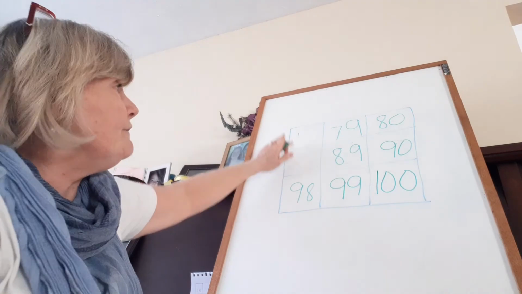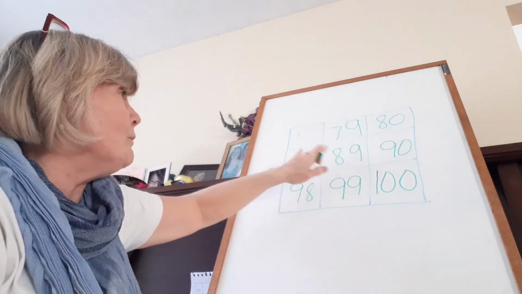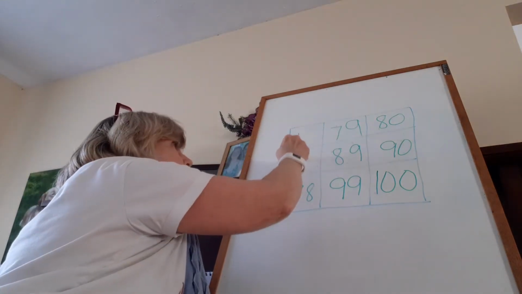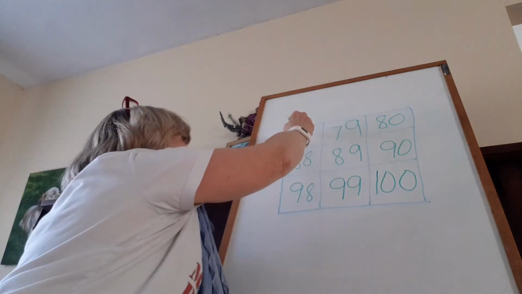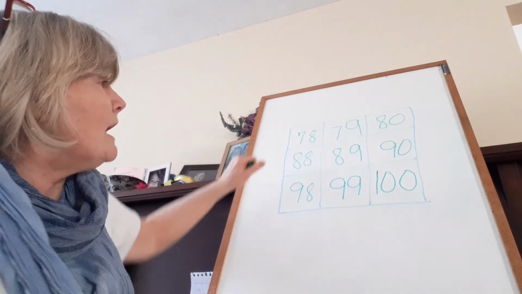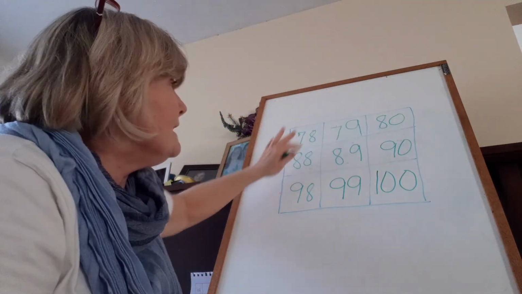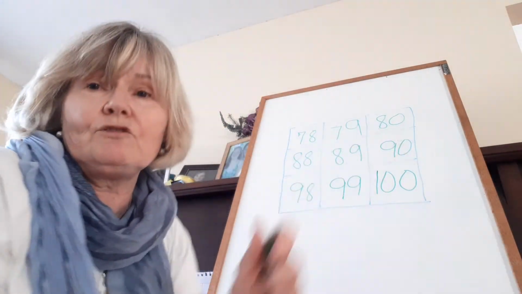Now, I can fill in these two numbers the same as I did this, or I could just say, what's the number that comes before 89? It's 88. What's the number that comes before 79? It's 78. And then I can double check them. 78, 79, 80, 88, 89, 90, 98, 99, 100.